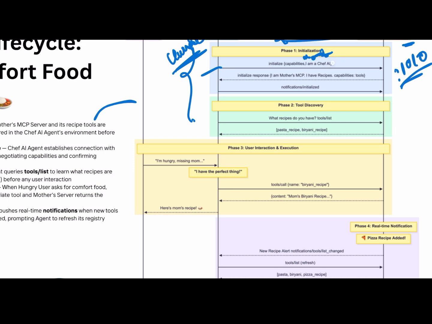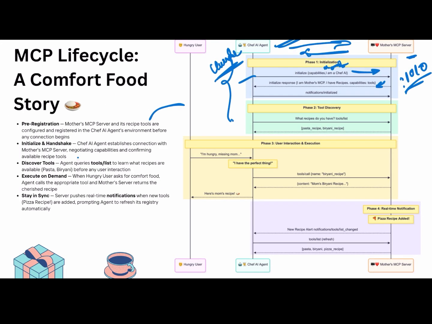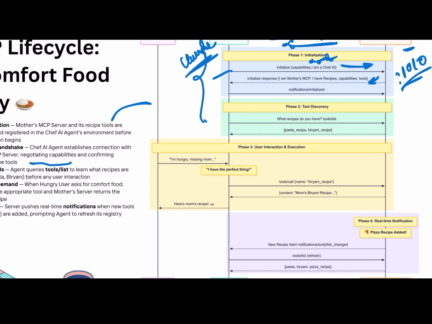So it will send this information to mother's MCP server. Now mother's MCP server will say, okay, I am mother, and it will provide its own identity with its capabilities. This is called initialization, or capability exchange, where they negotiate capabilities. This is the important phase, and it happens when you connect an MCP server. So it will say, I am mother's MCP server and I have recipes, and my capabilities are tools.